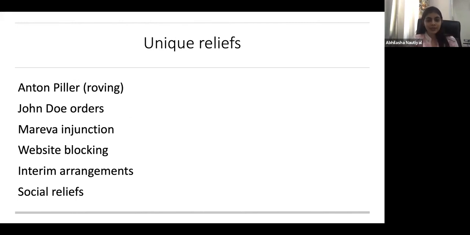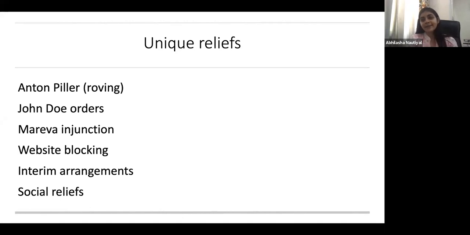So the first is Anton Piller, and Anton Piller roving. An Anton Piller order is a search and seizure order, and a roving Anton Piller order is a search and seizure with respect to a certain geographical area, like a specific market or an area of a market, for a certain duration.